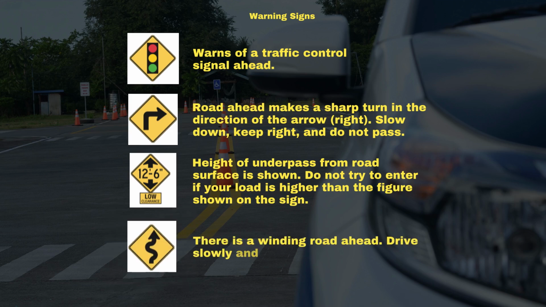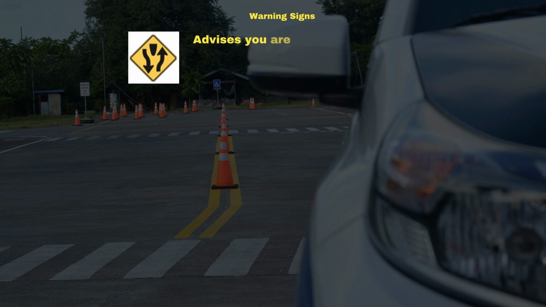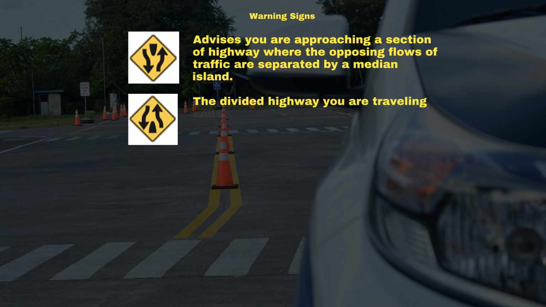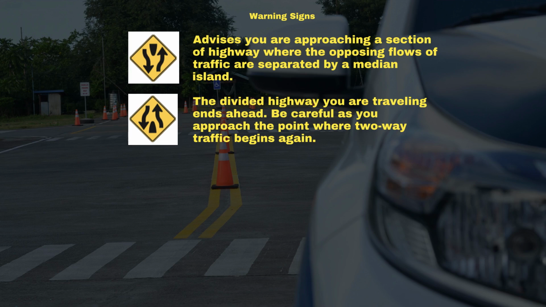There is a winding road ahead. Drive slowly and carefully, and do not pass. Advises you are approaching a section of highway where the opposing flows of traffic are separated by a median island. The divided highway you are traveling ends ahead. Be careful as you approach the point where two-way traffic begins again.